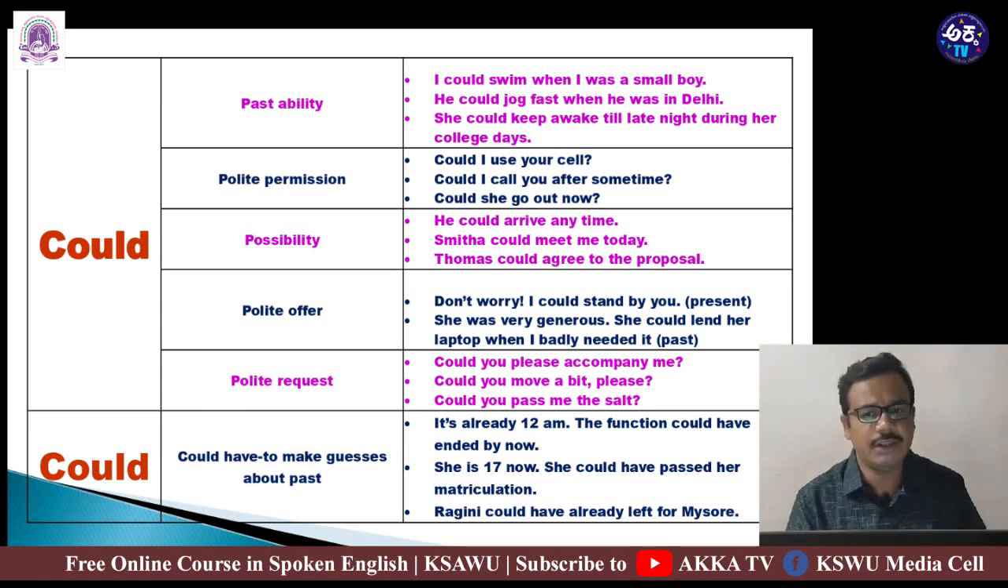And then she is 17 now. She could have passed her matriculation. So I am making a past guess. Okay, guesses about past. She is 17 now, and a person attaining the age of 16 would complete matriculation, right? She is 17 now. She could have already passed her matriculation. It's a guess about the past.